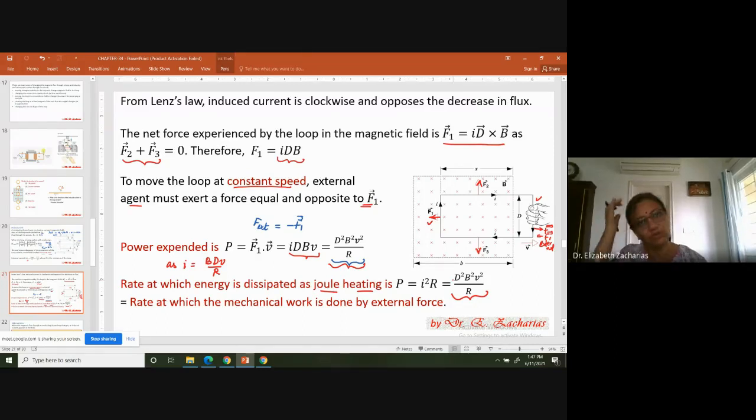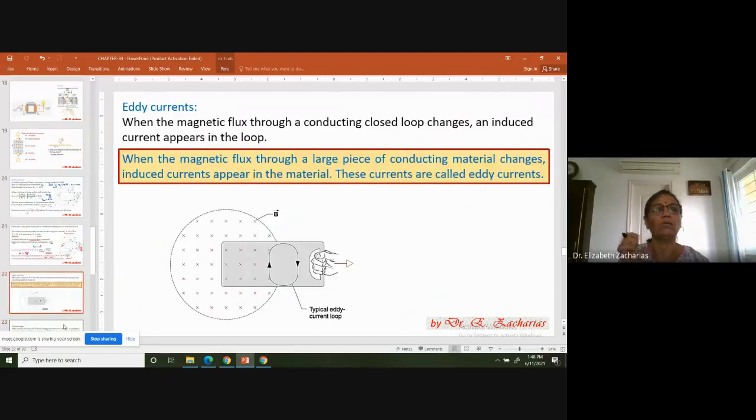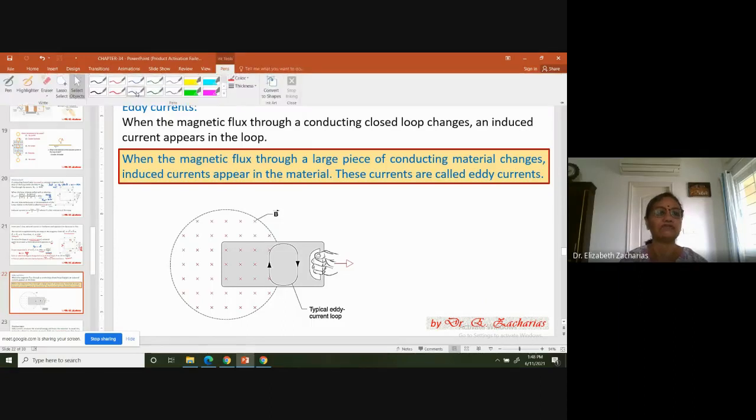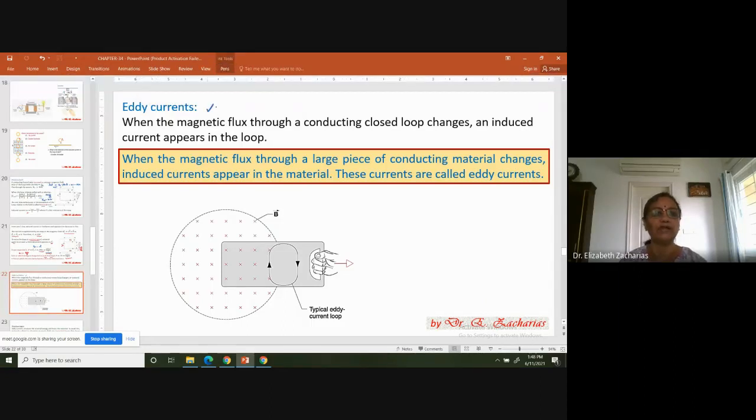And in the process, what is happening? There is an induced current set up in the loop. Now, this is called motional EMF, and this current is called motional current. So now you've understood that there is going to be Joule heating. Now, what is the implication of that? Let us see. We are going to introduce you to a term called eddy currents.